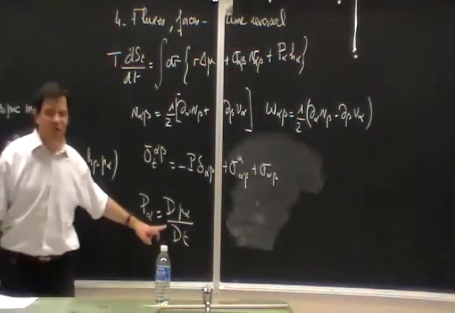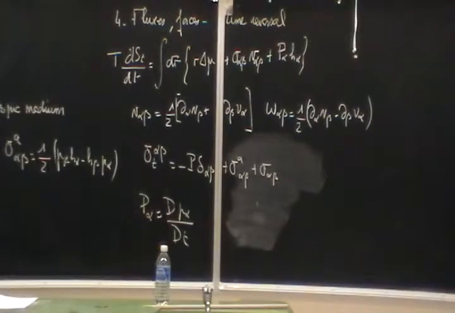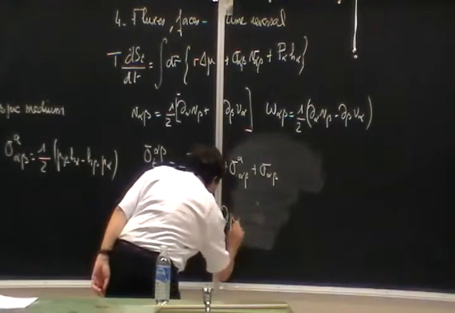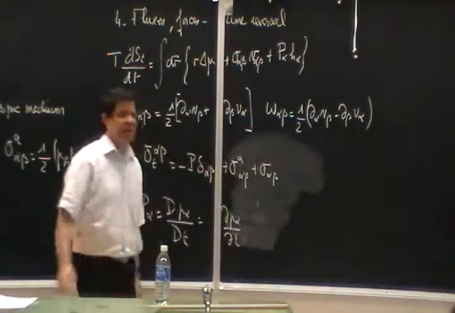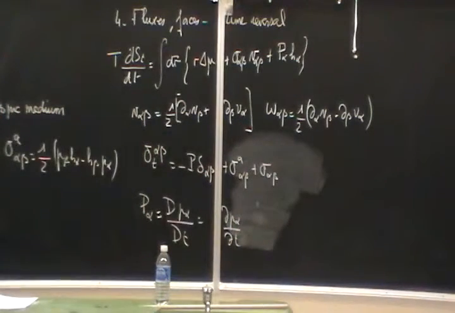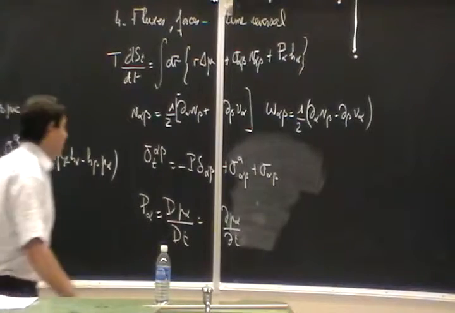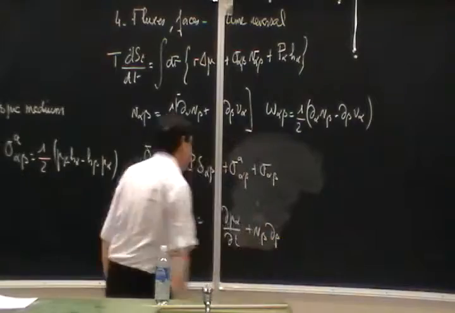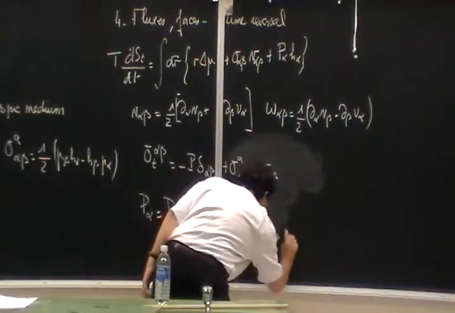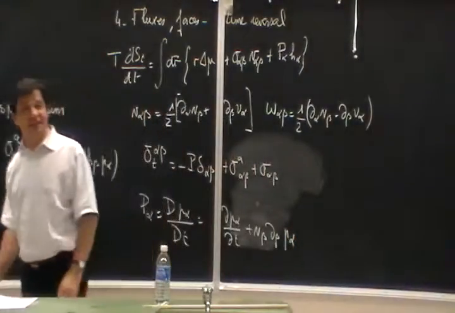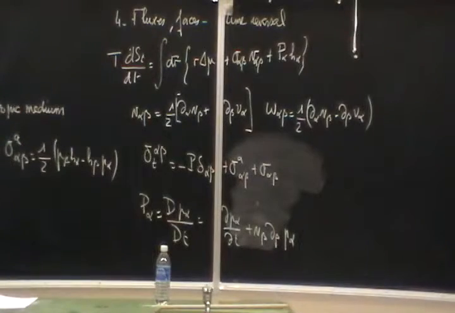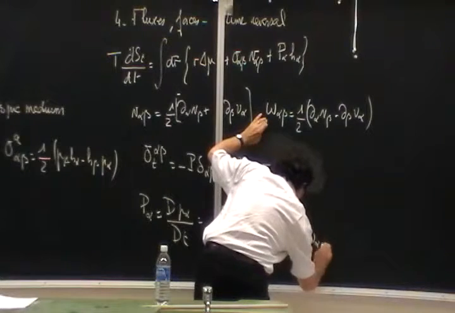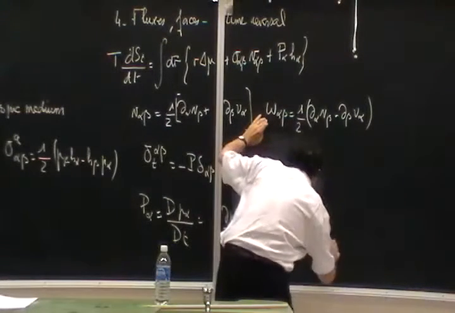Well, this is what people call the convective time derivative. So it's a partial time derivative, then there is a term due to translation, so plus V dot grad, V beta P alpha. And then there is a term due to rotation. Now the term due to rotation is just plus omega alpha beta.